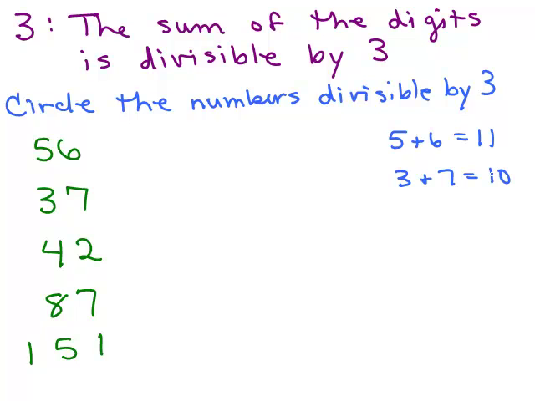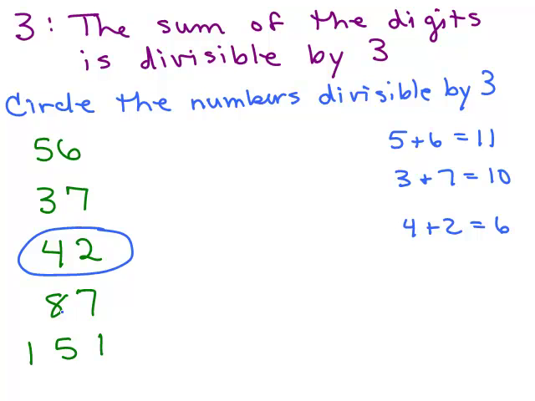No. All right, how about 42? 4 plus 2 is 6. Does 3 go into 6? Yes. So 42 is divisible by 3. Now that you know it's divisible by 3, that means you can go ahead and do the division, and you'll be able to find out how many times 3 goes into 42.